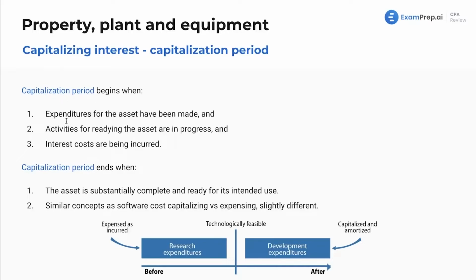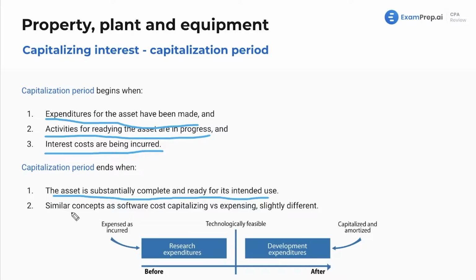Capitalization of costs begins when expenditures for the asset have been made. So basically, once you can prove that you've committed to really starting the project, activities for readying the asset are in progress and interest costs are being incurred. So if I'm building a building, I can't start capitalizing until I've started to spend money to build the building, and we're actually sending workers out to build it, and we actually have interest costs being incurred. Capitalization period ends when the asset is pretty much complete, right, and ready for its intended use.